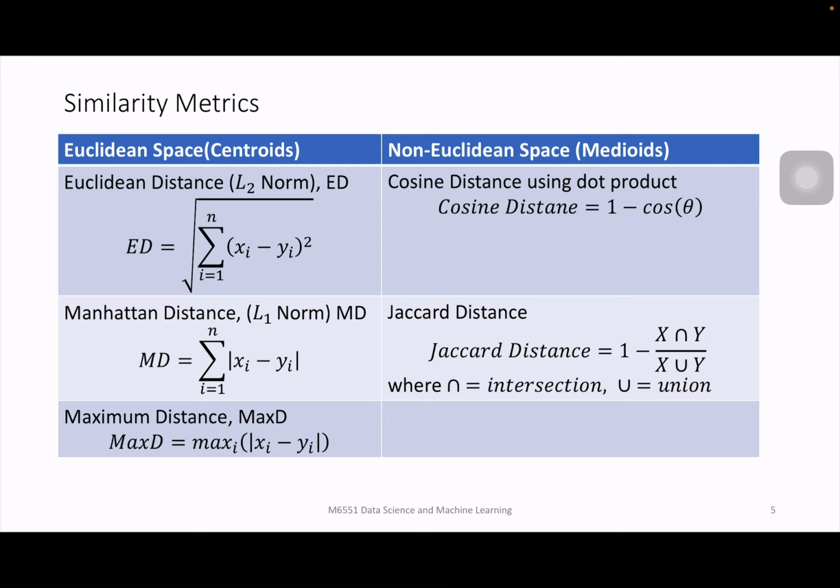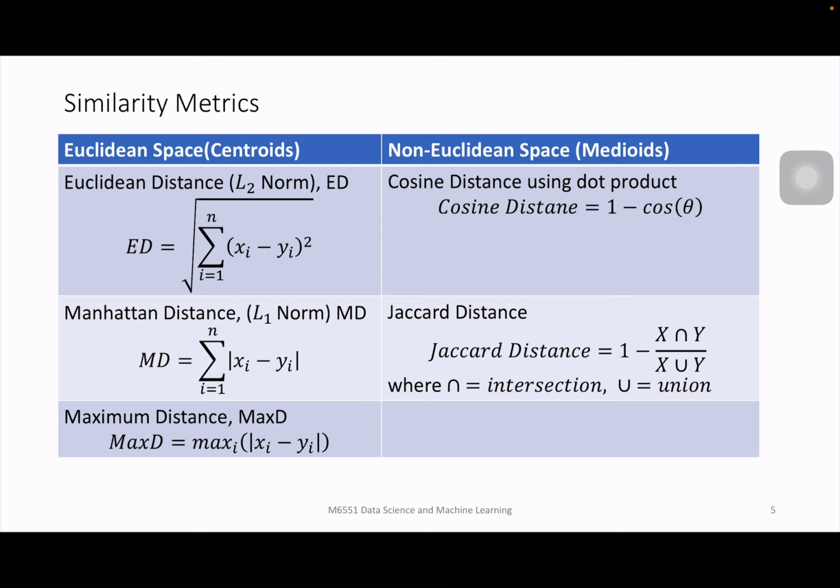Euclidean space distance is the L2 norm, ED. ED is the square root of the summation of (xi minus yi) squared. Euclidean space also has the Manhattan distance, MD. MD is the summation of the absolute value of xi minus yi. And the maximum distance, MaxD, equals the maximum of the absolute value of xi minus yi.